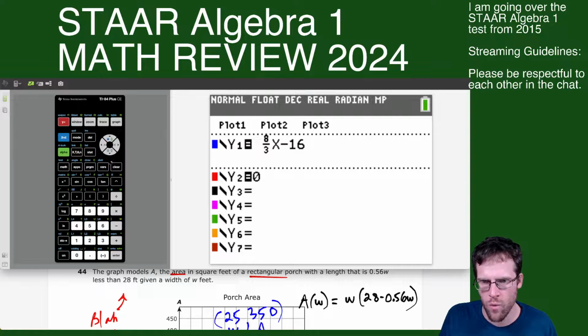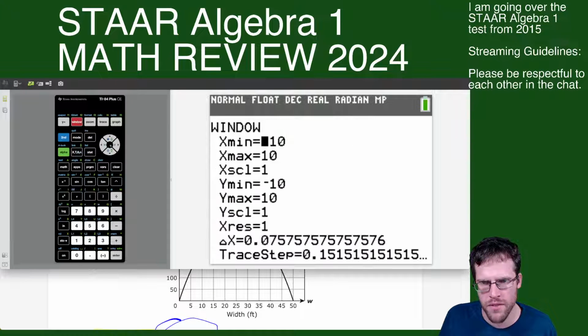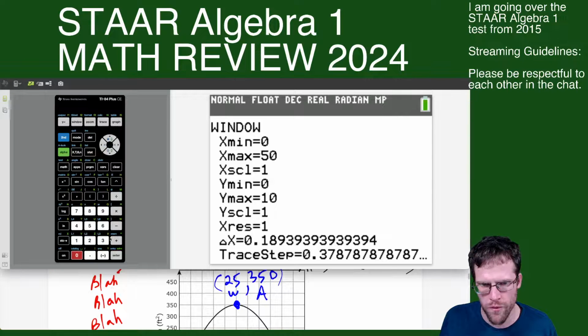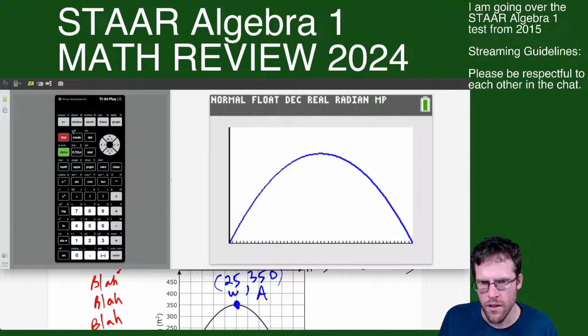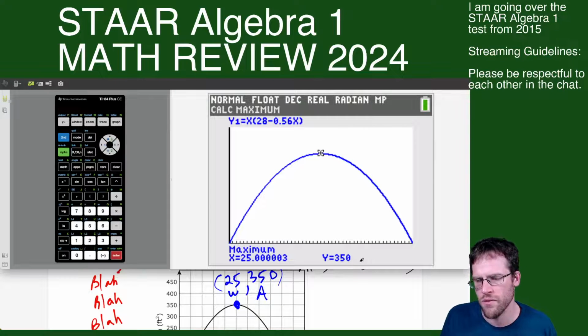But if I were to graph y equals x times 28 minus 0.56x instead of w, and then I look, you see the x-axis goes up to 50. So I'll go 0 to 50. And then my y, I'll go 0 up to 450. And then watch what happens. When we graph this, it's going to give us exactly what we have here. And I can hit second trace, maximum is 4. I could go before the top of the hill and hit enter. And then I go after the top of the hill. I press enter, enter again. And there's my maximum, 25, 350.